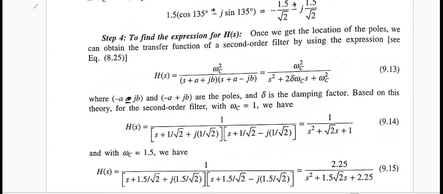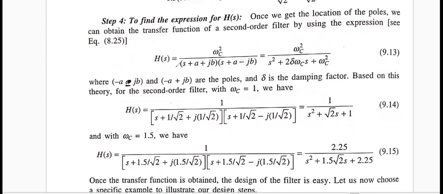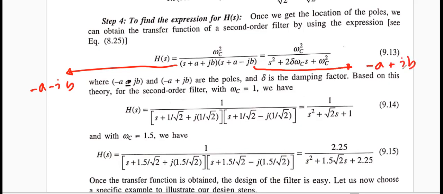Now to find the expression of the transfer function. We have found the value of n, we have found the value of omega c, we have found the pole locations B1 and B2. Now we need to find the transfer function. That is our target. To define a filter, we need to find the transfer function. So H(s) is equal to, we know this from our previous lectures, this one, where, as a reminder, the pole location is minus A minus jB, and the other pole location is minus A plus jB. Okay.